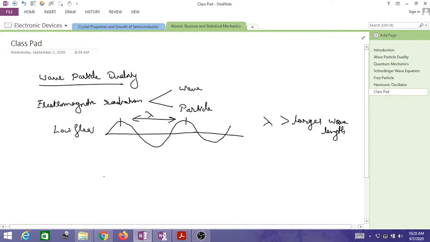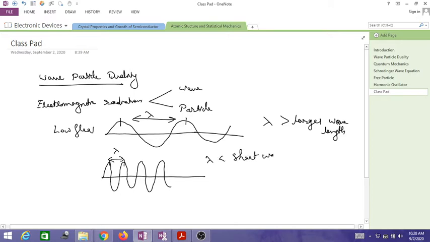And when we talk about short wavelength radiations, we are talking about high frequency signals. When we measure the distance between these two peaks, lambda is very small. So these are called short wavelength radiations. In these short wavelength radiations, electromagnetic radiation acts as particles, whereas in the long wavelength case it acts as waves.